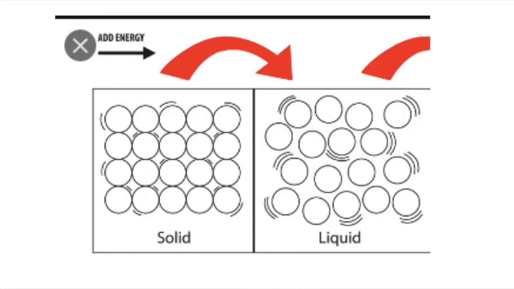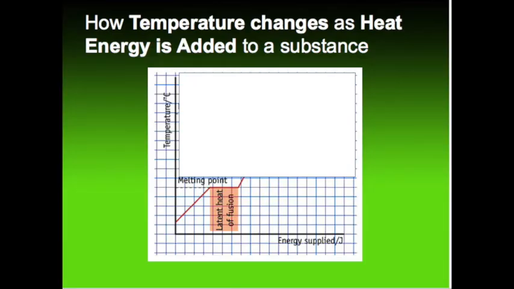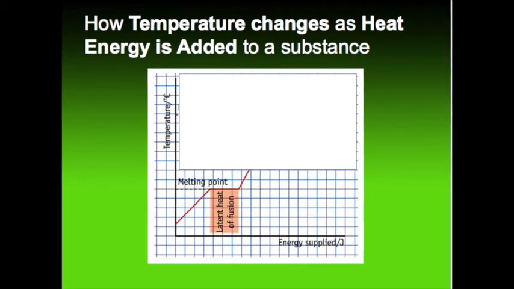Okay, and the name for this is the latent heat of fusion, because the particles are fusing together if they're going from a liquid to a solid. So let's keep applying heat. Again, now the temperature starts to increase again because you've now got a liquid. And you can keep applying heat and keep applying heat, and the temperature will keep increasing.